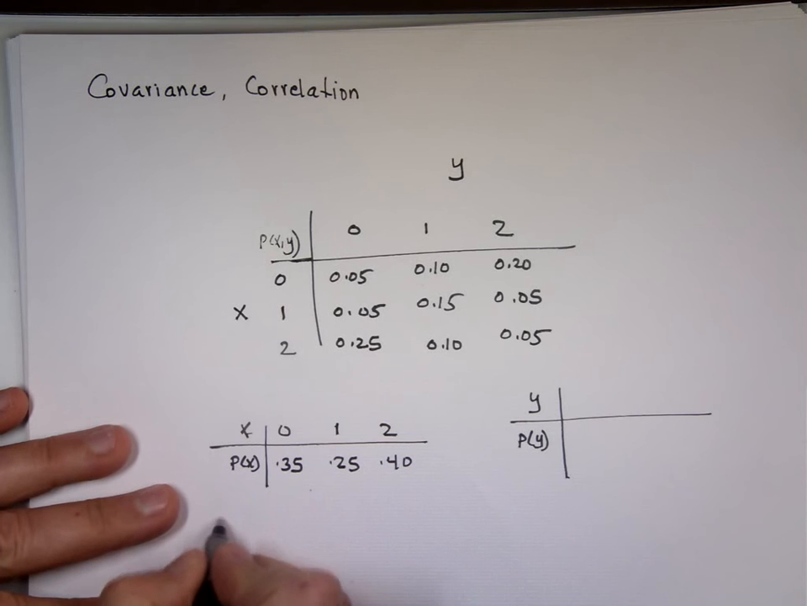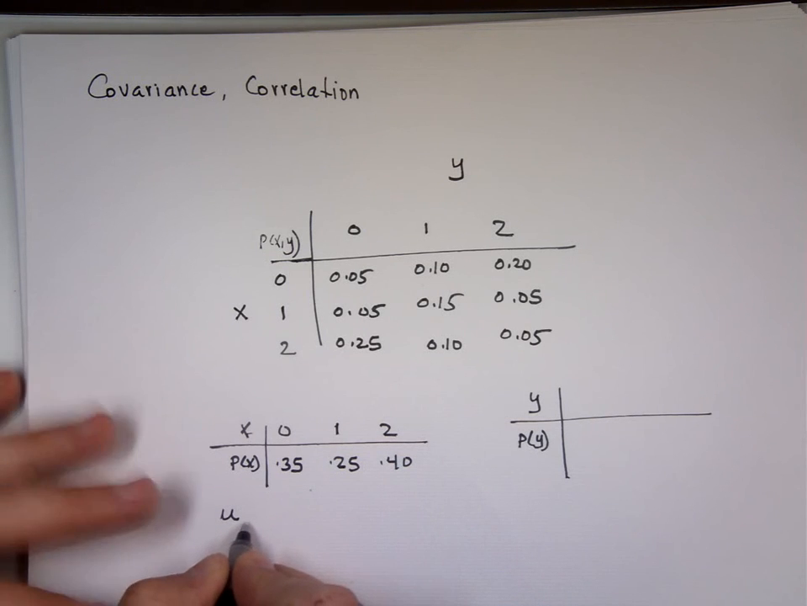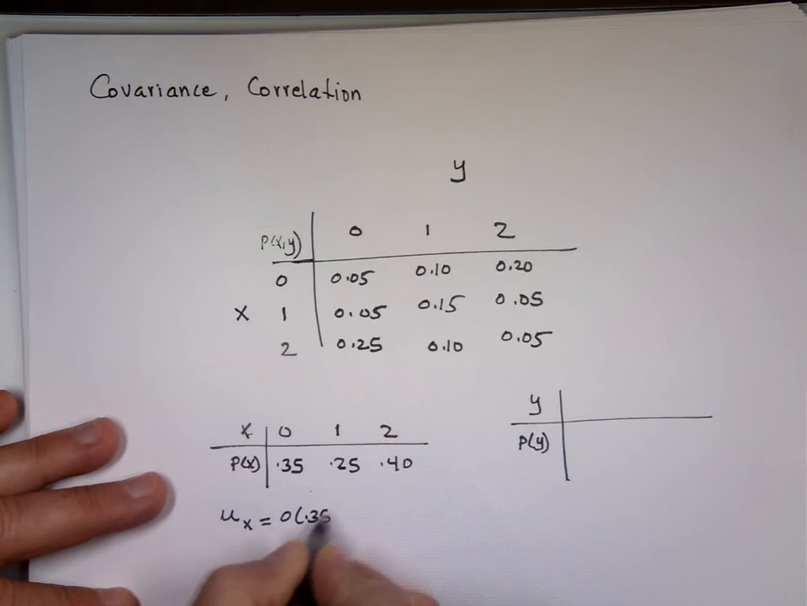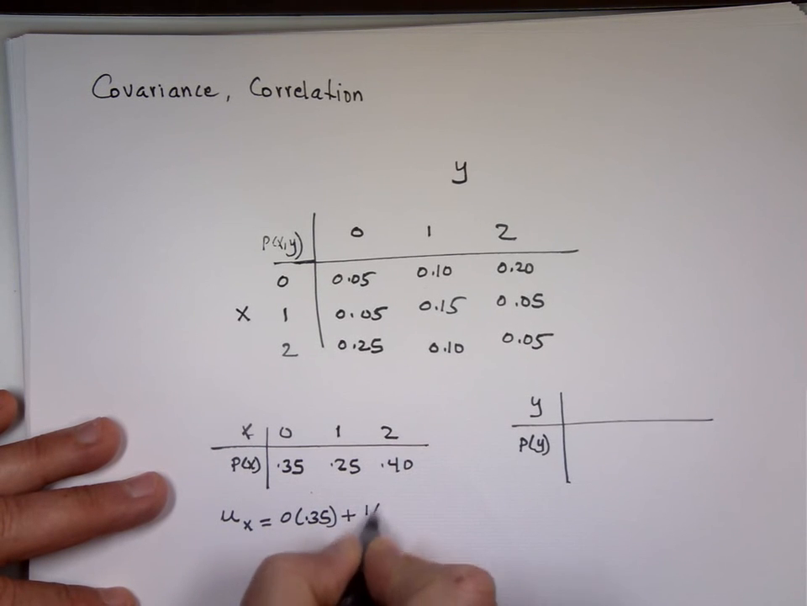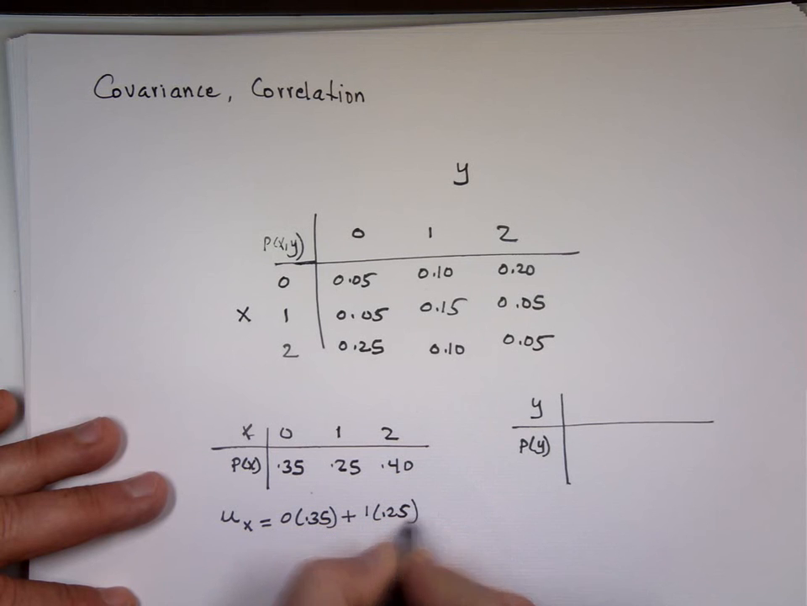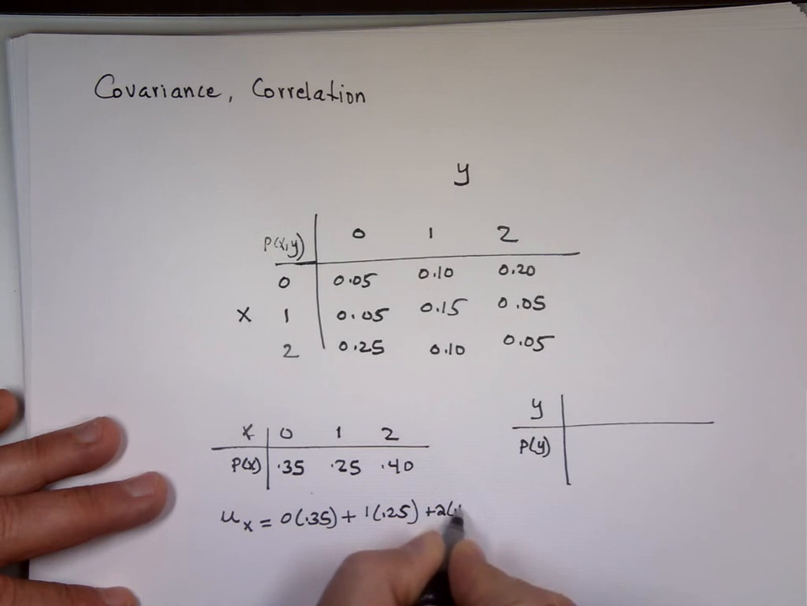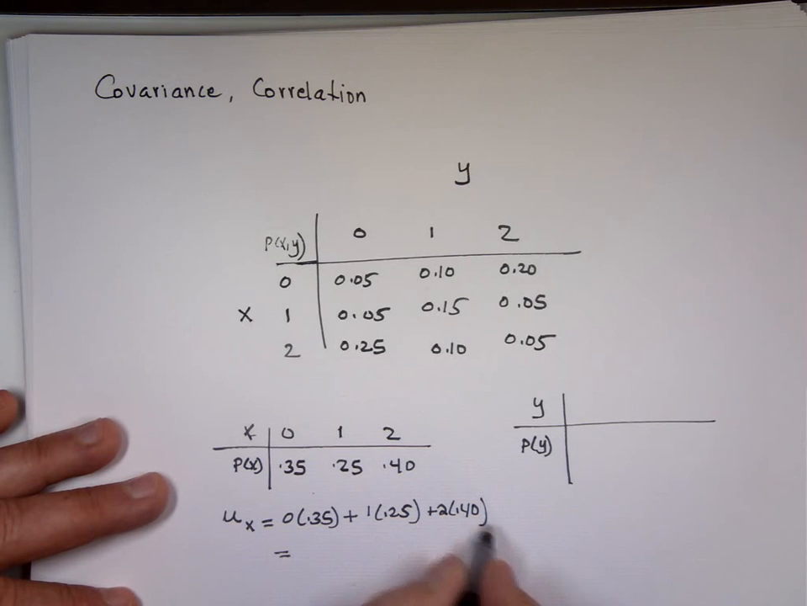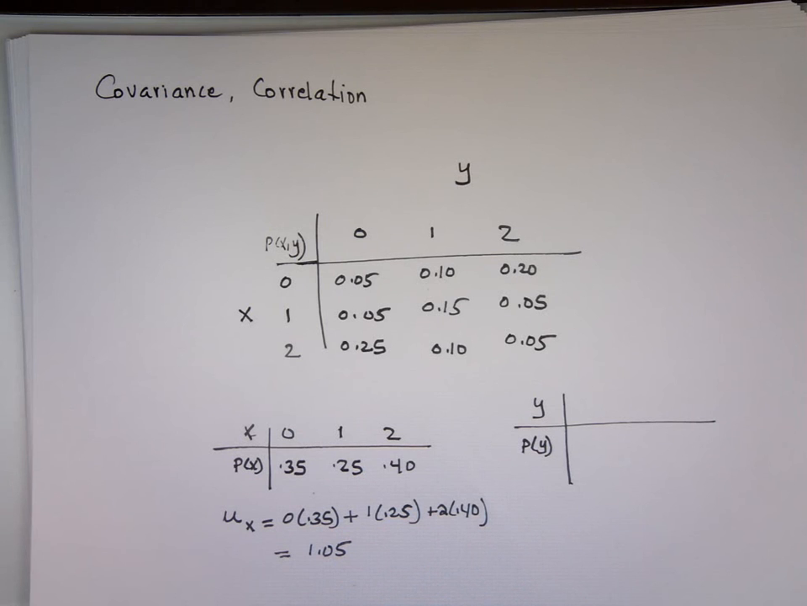If you want to find the average with respect to x, it's going to be 0 times 0.35 plus 1 times 0.25 plus 2 times 0.4. Might as well do everything I need right now. 0.25 plus 0.8, is that 1.05? I think that's 1.05.